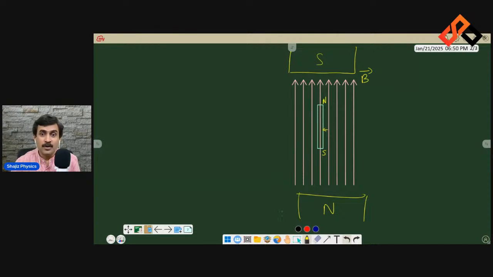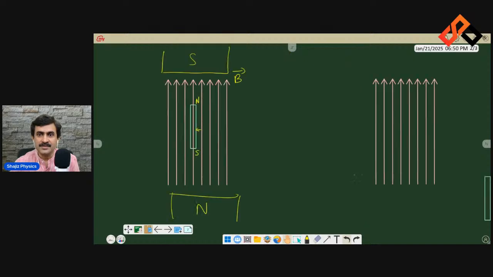Now think about rotating this dipole. Second, I wanted to move this. Yes, here it is.